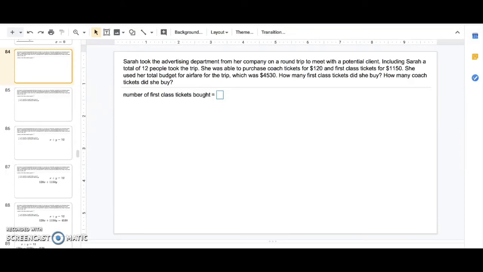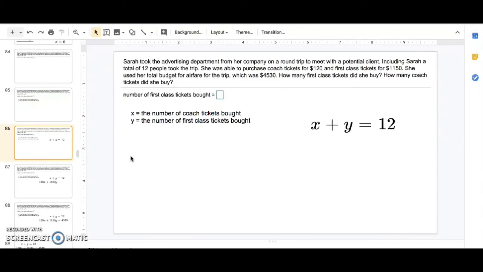Okay, so the first thing we notice is that there are two different types of tickets. There are coach tickets and first-class tickets. So let's make x the number of coach tickets bought, and let's make y the number of first-class tickets bought. Now we're told that including Sarah, a total of 12 people took the trip. That means the total number of coach tickets plus the number of first-class tickets gives you a total of 12. So x plus y equals 12 for our first equation.